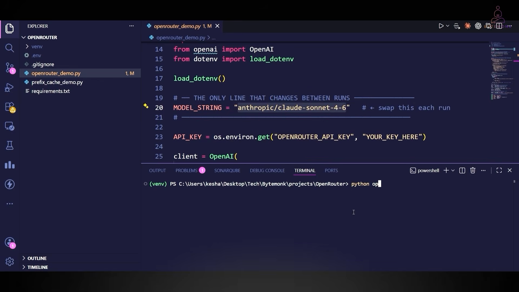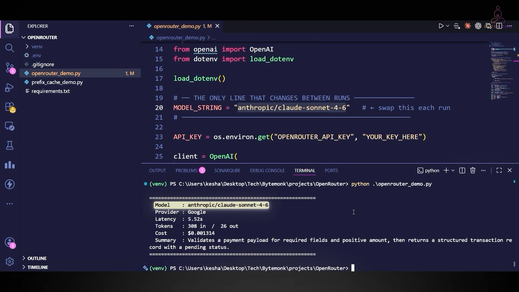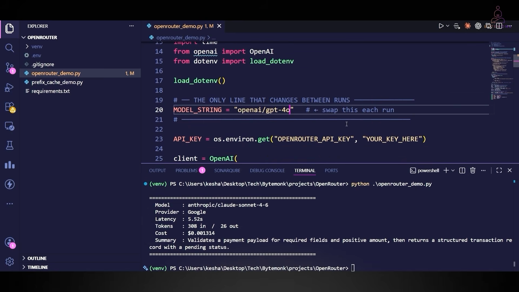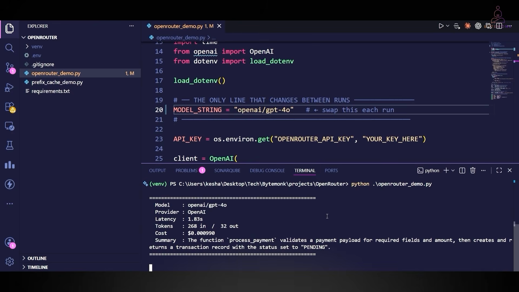So now we run it, and the only line that changes between runs is the model string. Everything else stays exactly the same. Run 1 is Claude Sonnet. That is our baseline. Now keep an eye on the input token count and the cost. Run 2, GPT-4o. Same code going in, but look, a different input token count. Same text, different tokenizer, different bill. And this is not a one-off. This is happening on every single LLM call your backend makes. Most engineers never even look at it.